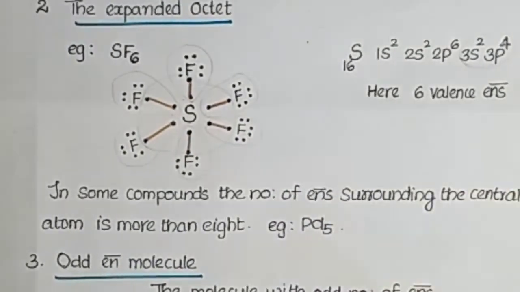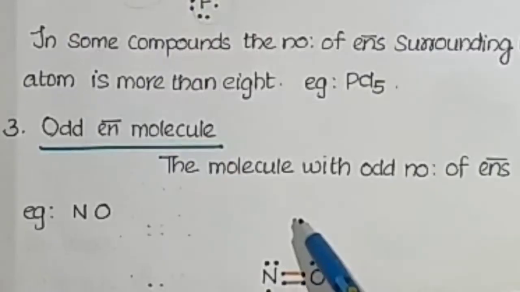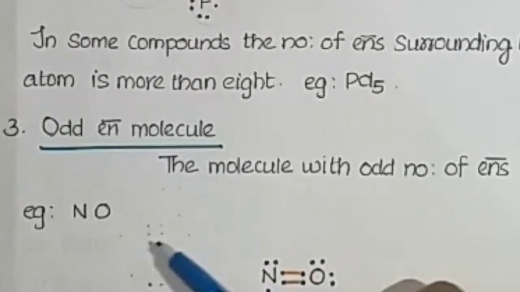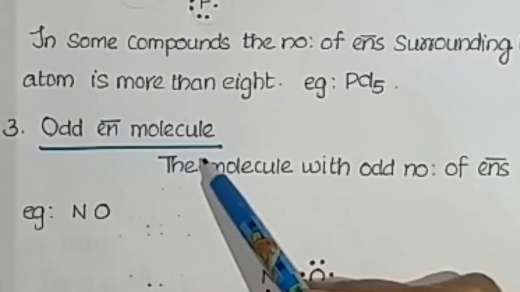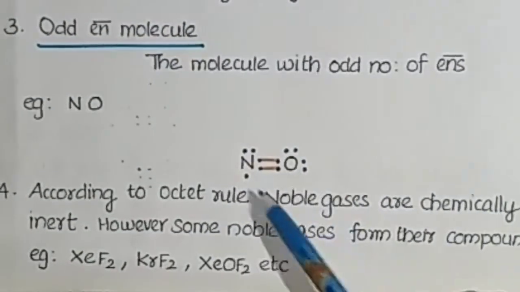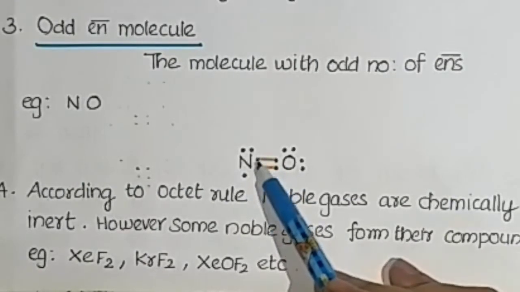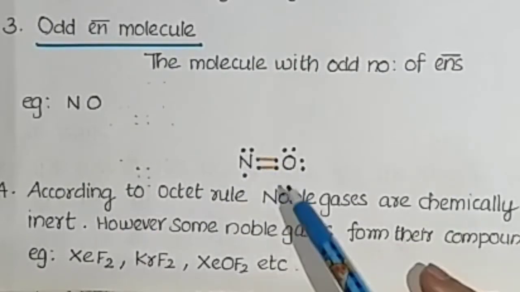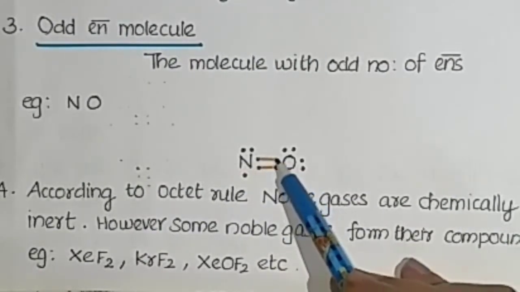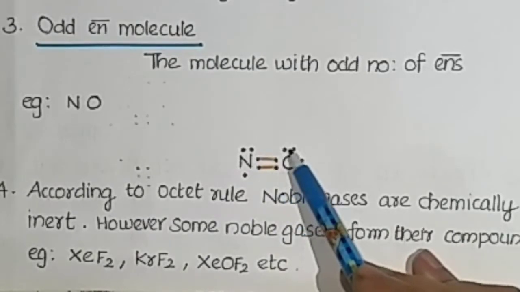The next one is the odd electron molecule. The molecule with an odd number of electrons is known as an odd electron molecule. For example, nitric oxide molecule. You know, nitrogen has 5 valence electrons, 1, 2, 3, 4, 5. Oxygen has 6 valence electrons, 1, 2, 3, 4, 5, 6.